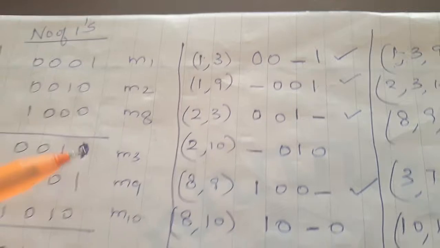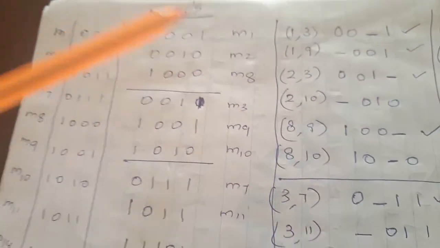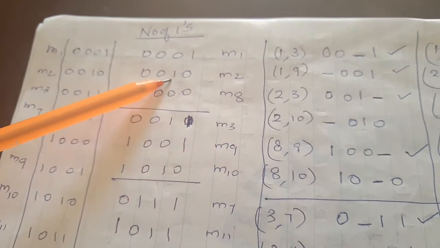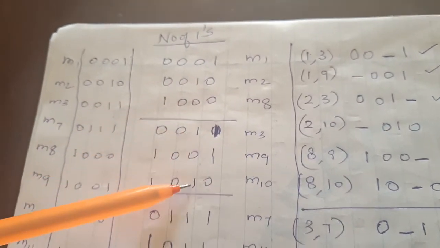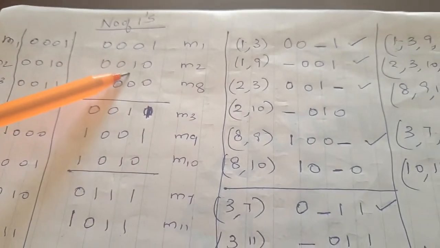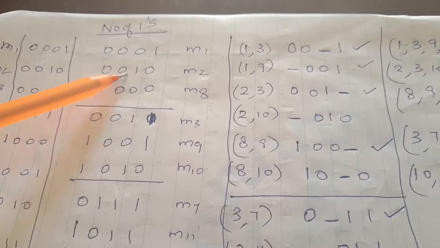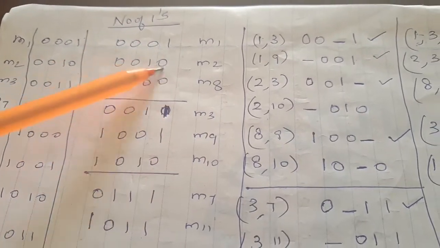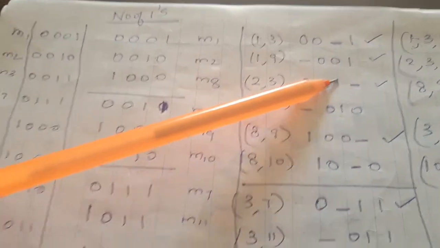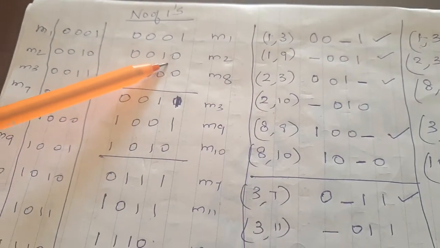Similarly, take now 2, 3. Like that, we have to compare. So when you take 2, 3, see, 1 is here, 1 is here. So 2, 3 and 2, 10 will have a matching. 2, 3 and 2, second position. Second position is 1. So the last bit is changing. Therefore, it is 0, 0, 1 hyphen.